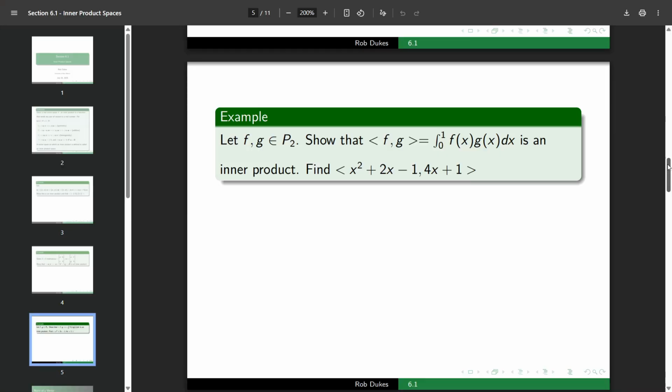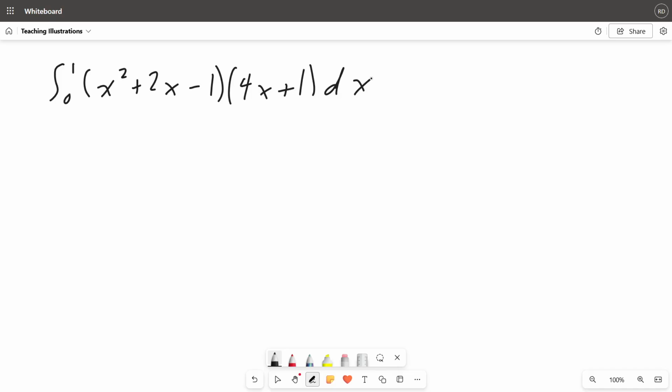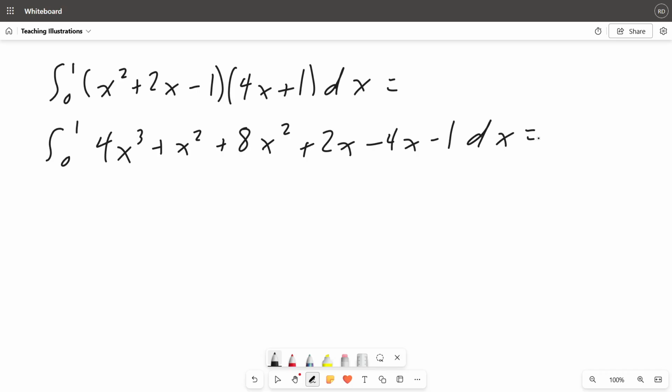So let's find this particular inner product. Well, it must be the integral from 0 to 1 of x squared plus 2x minus 1 times 4x plus 1 dx, which is the integral from 0 to 1 of 4x cubed plus x squared plus 8x squared plus 2x minus 4x minus 1 dx. And you all know how to do integrals, so I'm going to skip to the answer, which is 2.